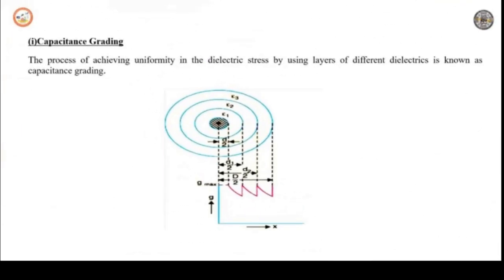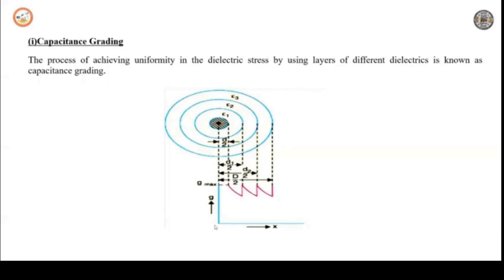Coming to capacitance grading. The grading done by using the layers of dielectrics having different permittivities between the core and the sheath is called capacitance grading. In intersheath grading, the permittivity of dielectric is the same everywhere and the dielectric is said to be homogeneous. But in case of capacitance grading, a composite dielectric is used. You are looking here at the diagram. D1 means diameter of the dielectric with permittivity epsilon 1. Capital D is diameter of the dielectric with permittivity epsilon 2.